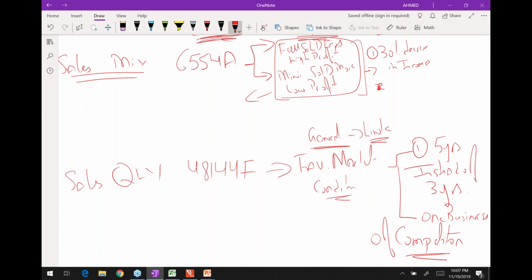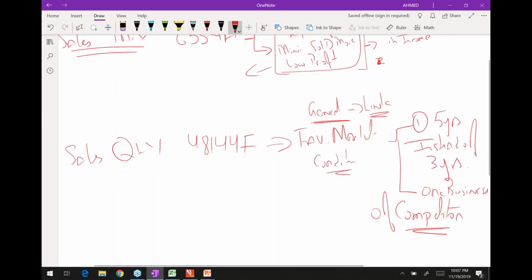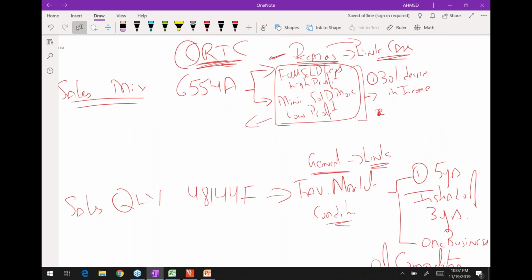Okay, so I hope this is clear. CRIC means C for calculate, R for reason, I for interdependence, and C for conclusion. So this is the linking I've done. Calculation done, reasons done, now interdependence.